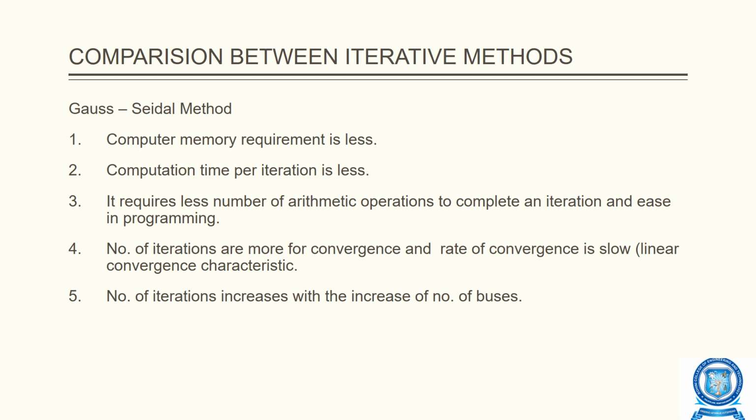So these are the major specifications of Gauss-Seidel method. The computer memory requirement is less, computation time is less, and the number of iterations increases as the number of buses increases. So this is a major drawback. It depends upon the size of the system, whereas Newton-Raphson doesn't depend upon the size of the system.